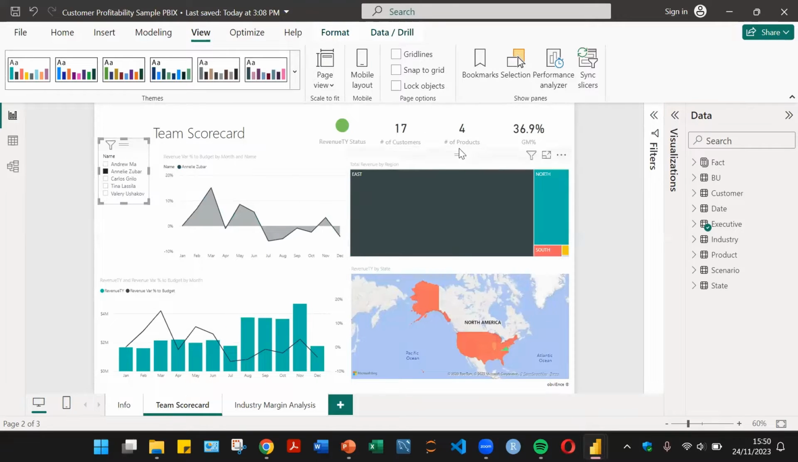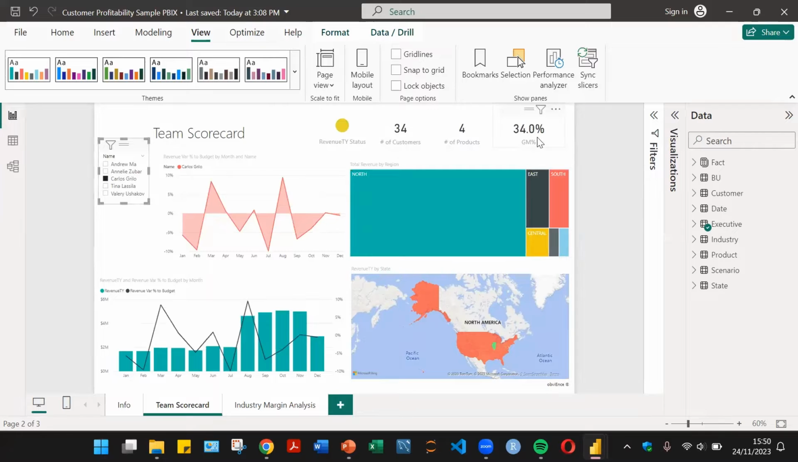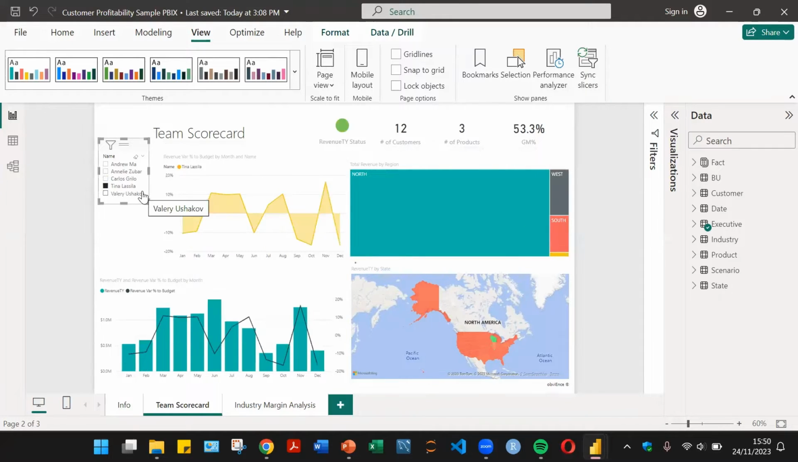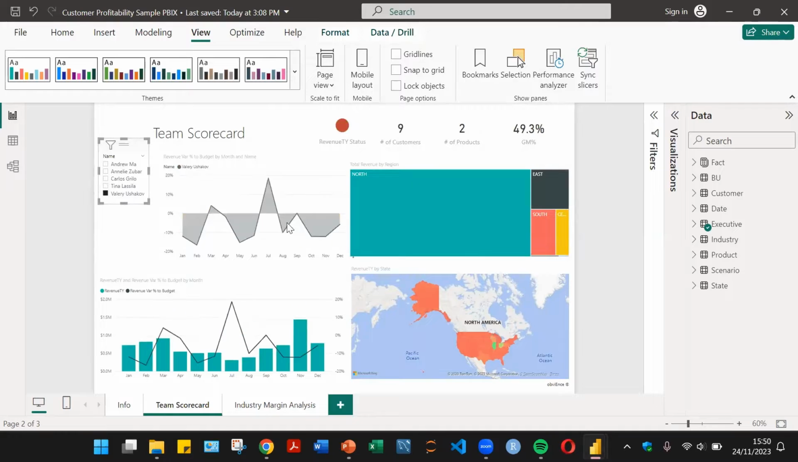We have the number of customers, number of products, and gross margin, that is profit margin. Then we have colors, green. There we go. We can see that this employee has 34 customers, sells 4 products, and 34 is the margin. Then we have Tina, who has 12 customers and sells only 3 products, and Valerie, who has 9 customers and sells 2 products. Then you can see the region where these people sell their products.